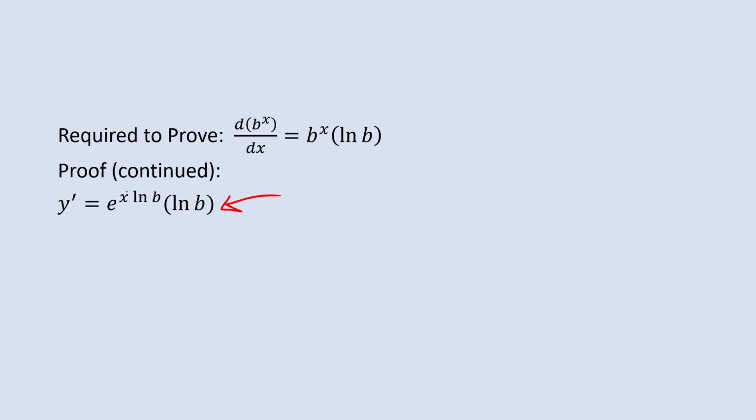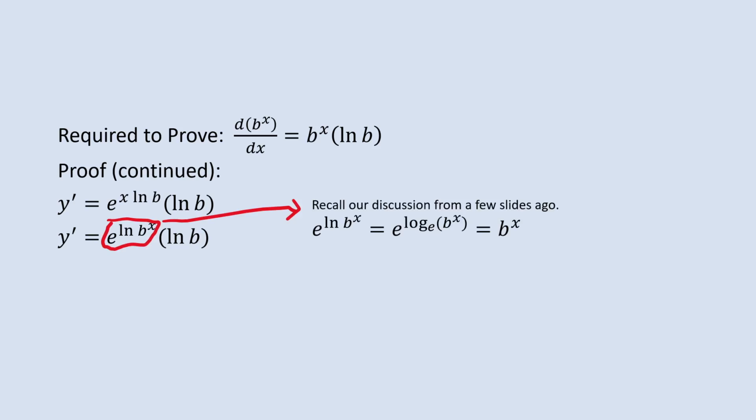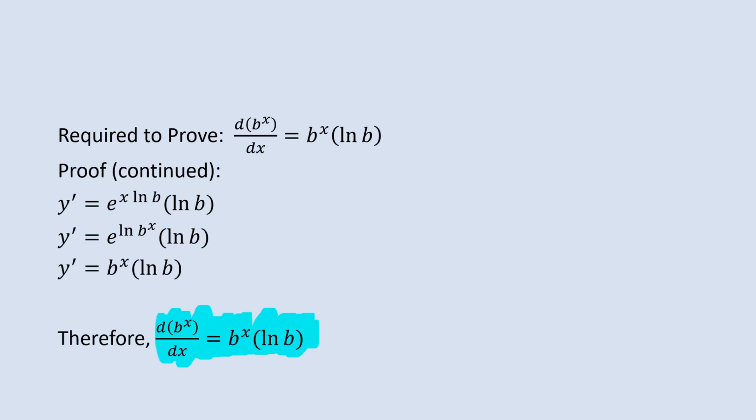Now we're going to take that x and move it back up, as we're allowed to do from our laws of exponents. And we get y prime equals e to the exponent ln of b to the x times ln b. But recall our whole lengthy discussion from earlier: e to the ln of b to the x is just b to the x. We went through that discussion a number of slides ago. So instead of that circled quantity, e to the exponent ln of b to the x, we can just replace it with b to the x, and we have now established that the derivative of b to the x with respect to x is b to the x ln b.